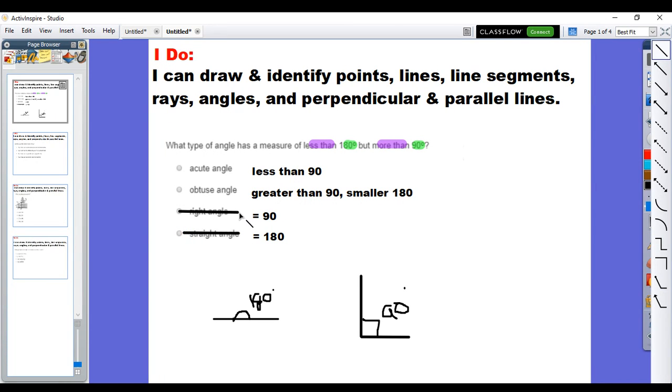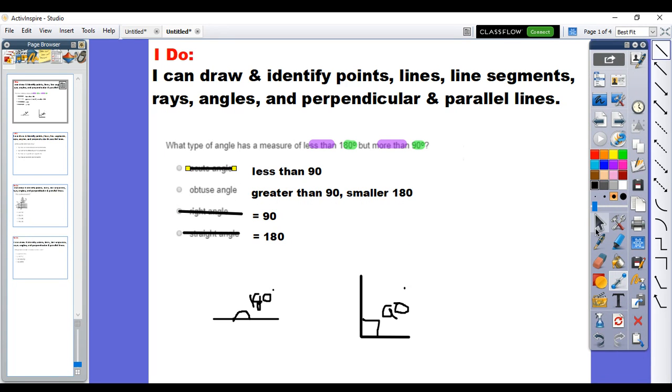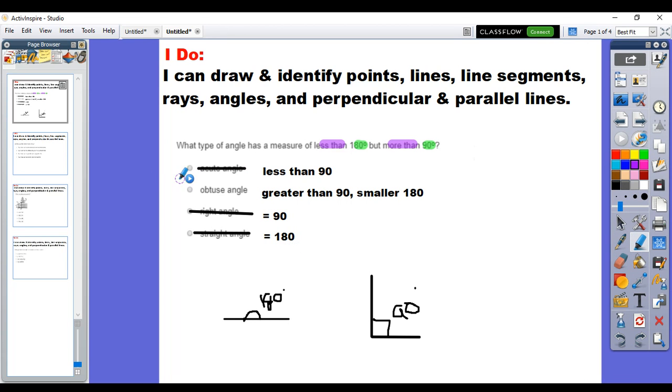So when we look at our answer choices, we can go ahead and mark out straight angle and right angle. So let's look back at the question. It says less than 180. Well, acute angle is going to be less than 90, not more than 90 degrees. So we can mark that one out. An obtuse angle is your correct answer.